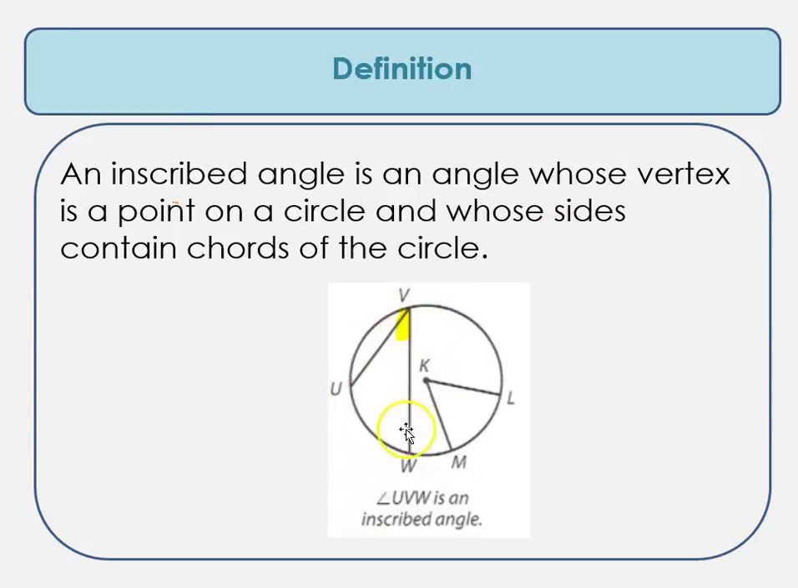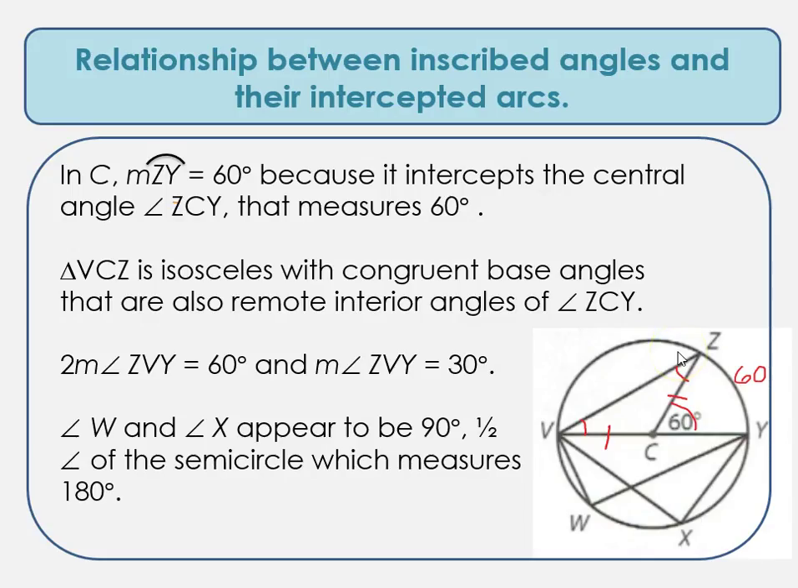So you can see that we have two angles inside of this circle, and we have MKL, which is a central angle, which you already know about, and now we have UVW. This angle is different. It does not have a vertex on the center of the circle. It does have two ends on the boundary of the circle. There's a relationship between inscribed angles and their intercepted arcs.